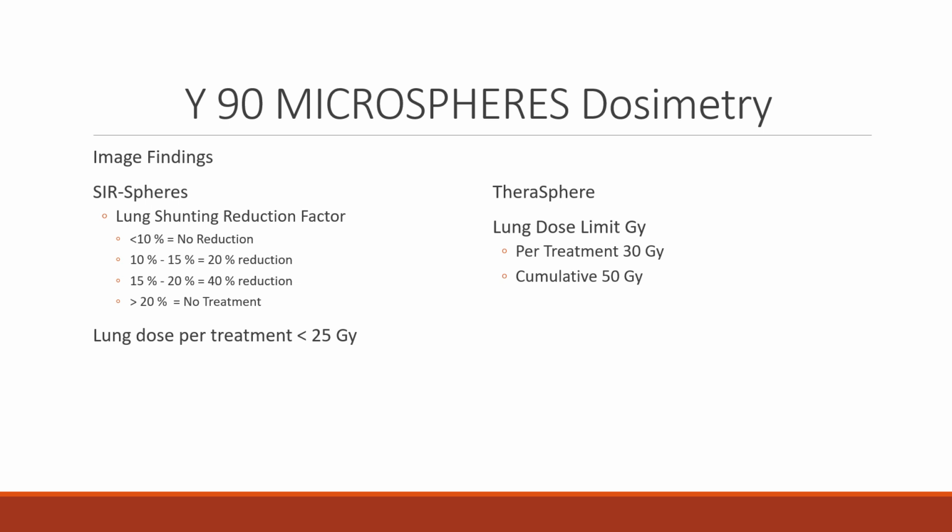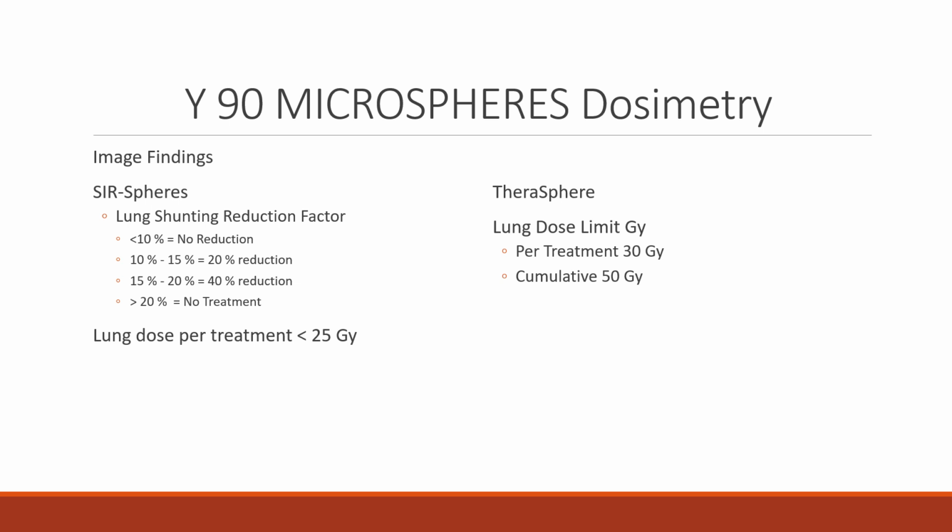So that's a hard line: you do not give the Serospheres if you have greater than 20%. It's really important that you get the regions of interest right so that the percent of shunting is accurate, based on how you draw your regions of interest and background. You can make it erroneously too high or too low. Both of those can be a bad thing for the patient, so we want to make sure those are accurate.